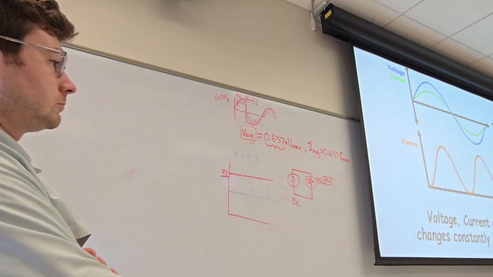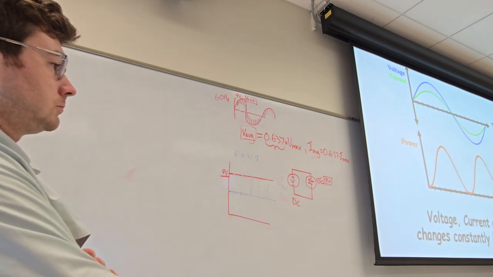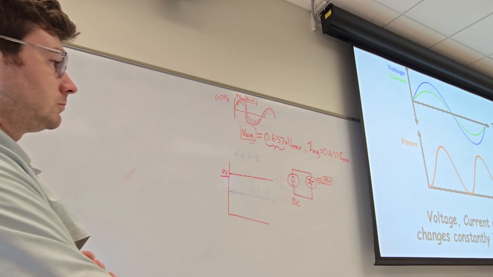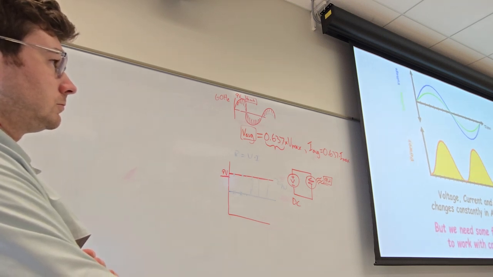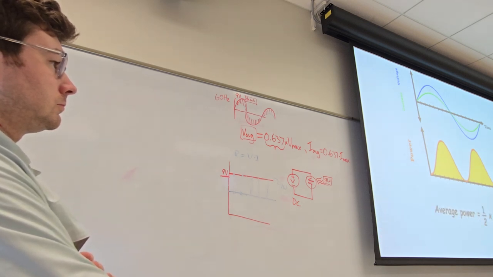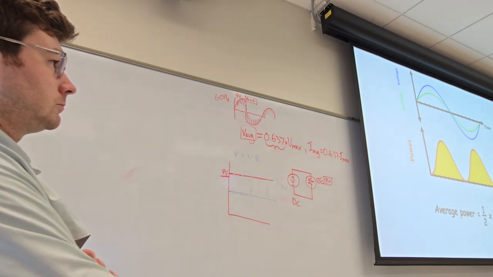Examine these graphs. Voltage, current, and power all undergo continuous changes in AC systems. However, for calculations, we require some fixed values. How do we achieve that? Here's a simple trick. If we calculate the average power over one full cycle, it's consistently half of the peak power.